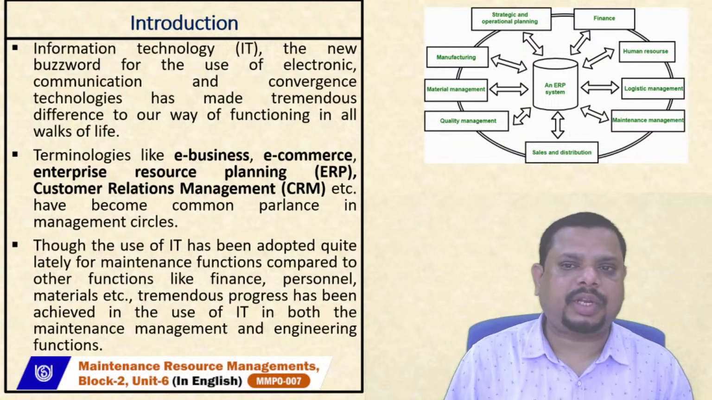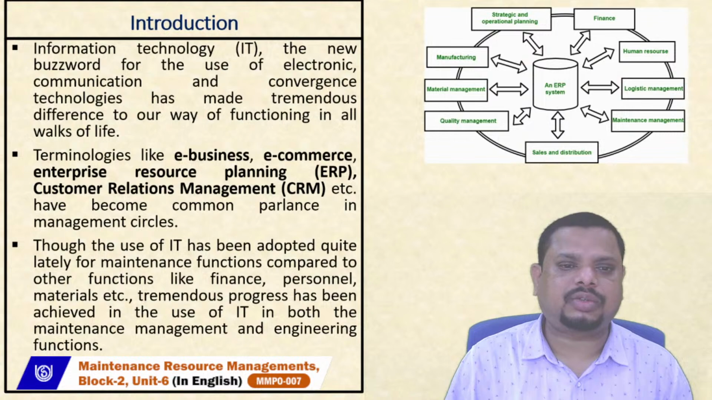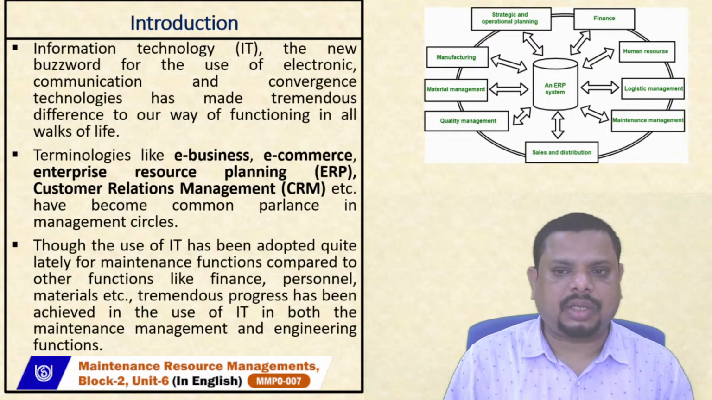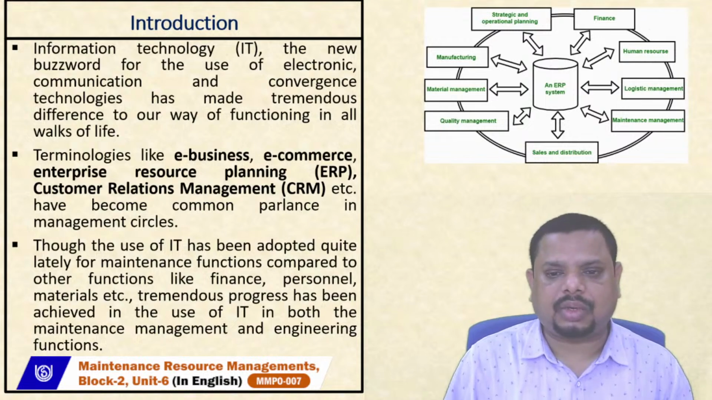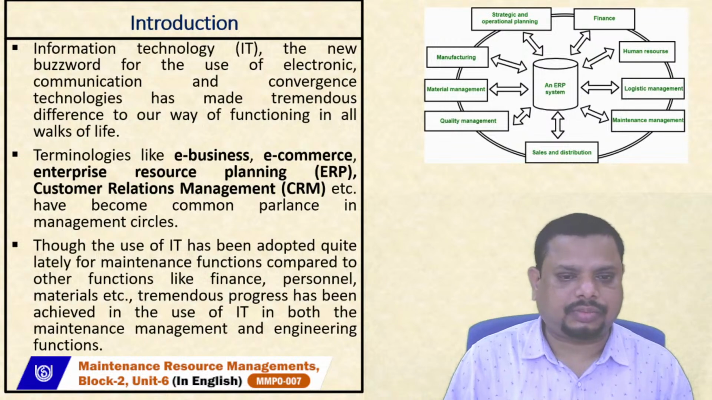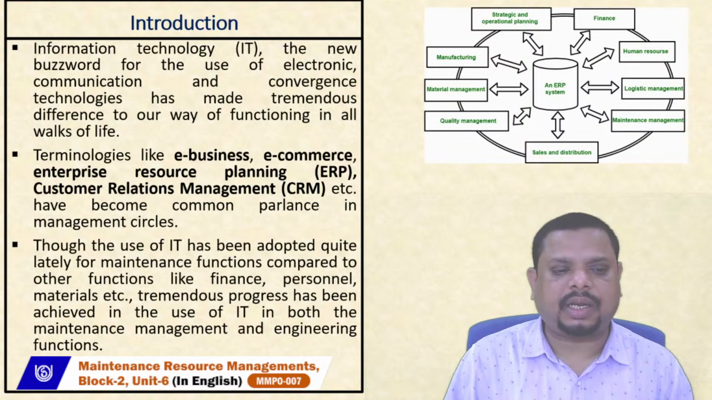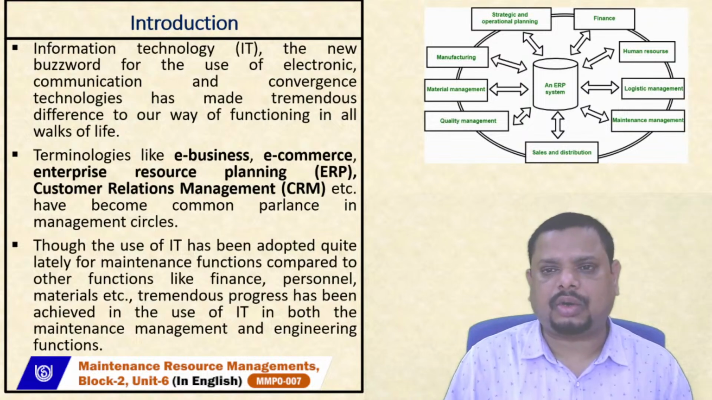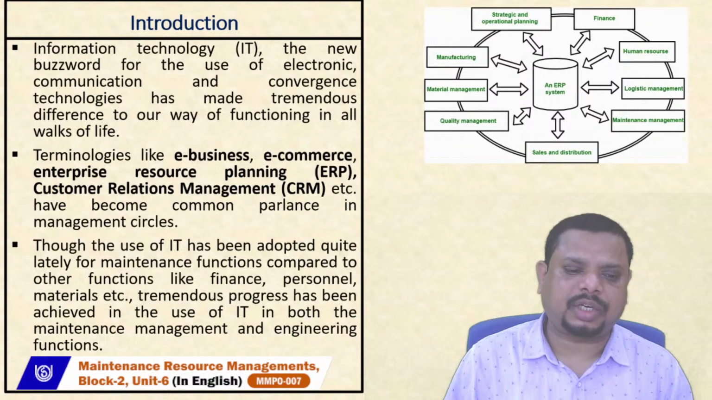Suppose a company wants to implement various types of strategies under the banner of strategy and operational planning, whether the company goes for short-term planning, long-term planning, or intermediate-range planning. In that case, the ERP software will provide a number of output solutions, especially relating to different departments and sub-departments. So through the use of information technologies, as I told you, e-business, e-commerce, ERP, customer relationship management, these were adopted quite lately for the maintenance functions. Here we are not talking about all the departments. We will only focus on how ERP is enabled in the maintenance management department.